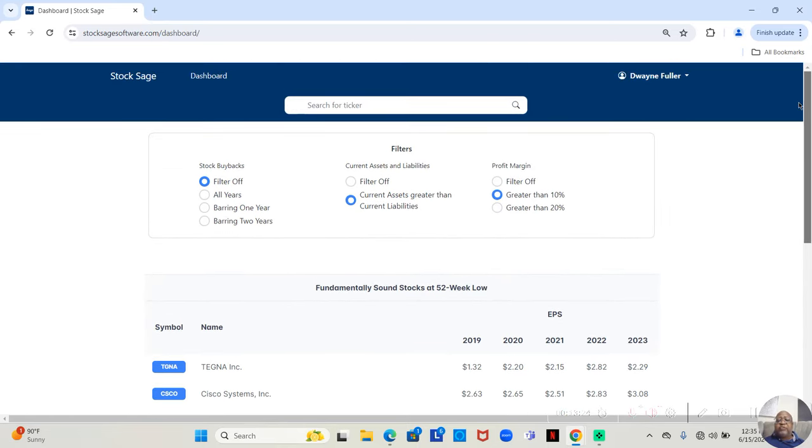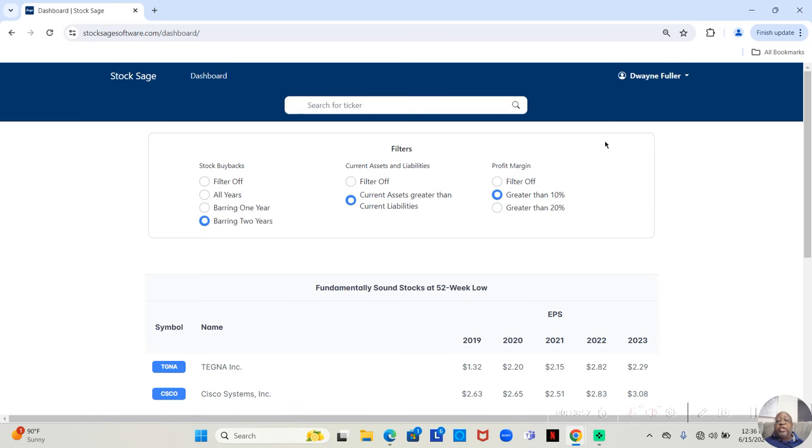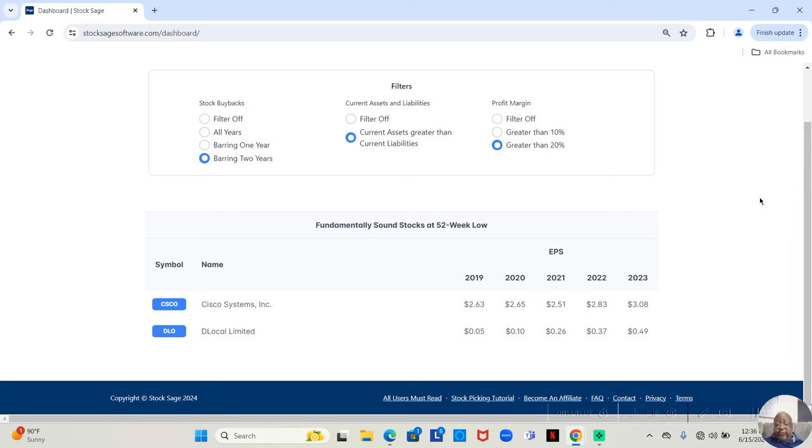And I can make this list even smaller. First, I could say we want a company that's been buying back shares of its stock for the last 5 years, or barring one would be four of the last five, or barring two would be three of the last five. I'm going to say three of the last five. I'm not going to narrow it down that small. Now, we want to get it even smaller. We could change the profit margin from greater than 10% to greater than 20%. And when we change it to greater than 20%, now we see it's only down to two companies.